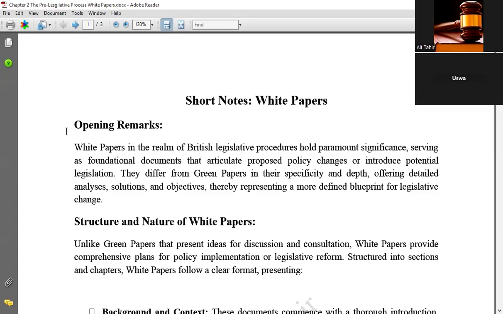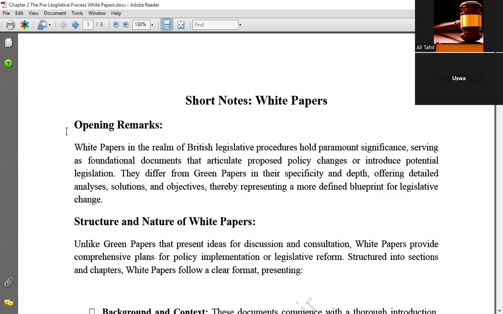We must remember this. For green papers are mostly just discussions. They are pooling together the thoughts of all those people who are the stakeholders or who matter in a particular situation. White papers are not this way. White papers are far more specific, they are more in depth, and they actually define the blueprint for legislative change that is to be enacted by the parliament. Structure and nature of white papers is discussed as follows.